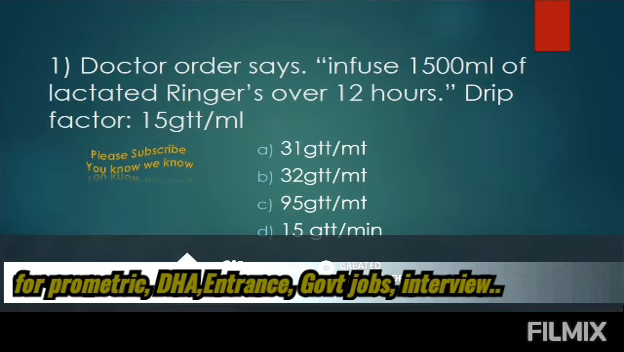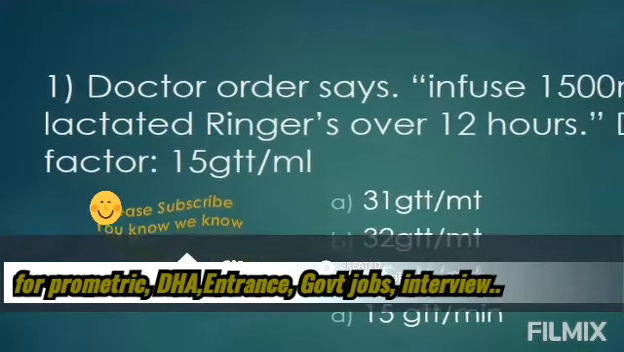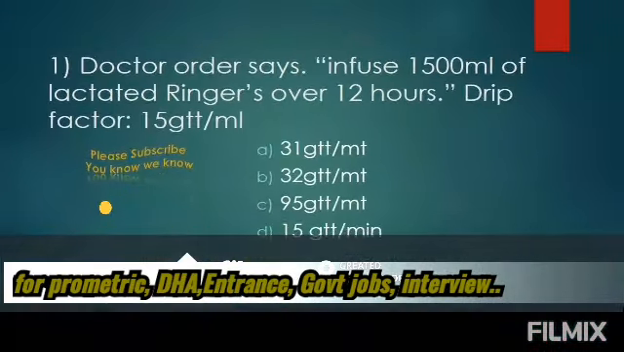Here, when we multiply with the 60 minutes, the complete answer is to be again multiplied by the drop factor. In the question, the drop factor is given as 15 GTT per ml. So this 15 we are going to multiply with the total answer that we have got. Then we will get how many drops per minute we are going to start the infusion at for the patient.